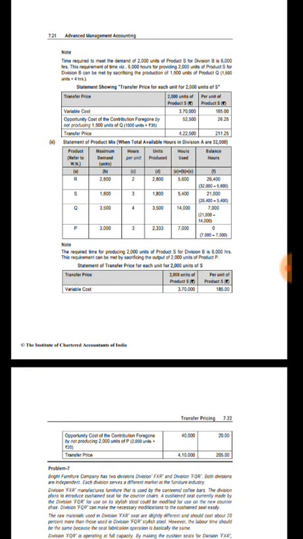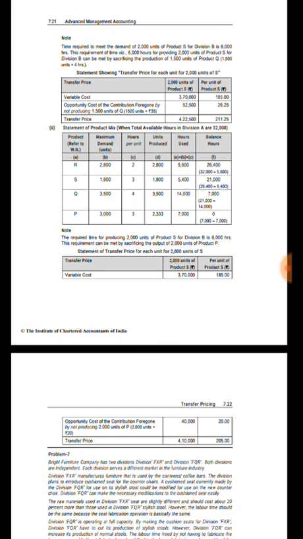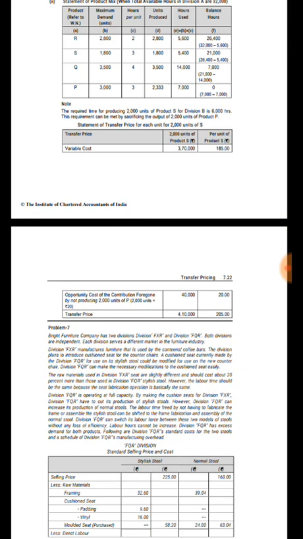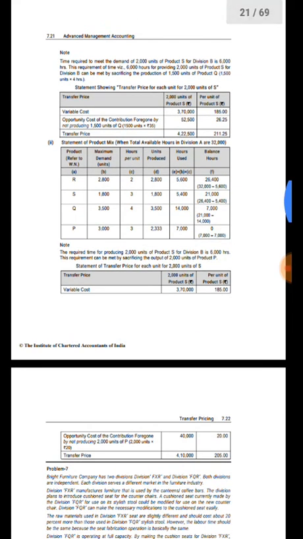Okay, then the time required for producing 2,000 units of product S for division B is 6,000 hours. This requirement can be met by sacrificing the output of 2,000 units of product P, because here now product P is using 7,000 hours, so 6,000 you can take from that. So variable cost obviously 185 again, and the opportunity cost will be 2,000 units into 20, once again.